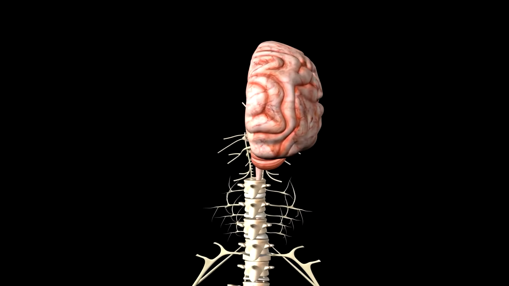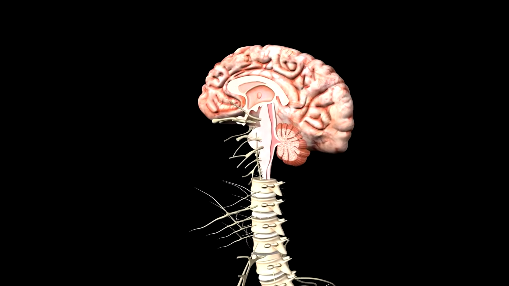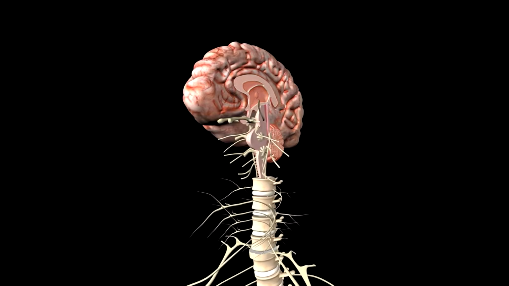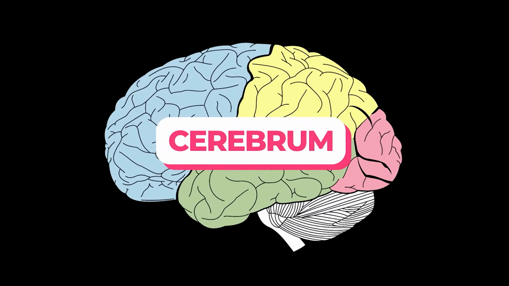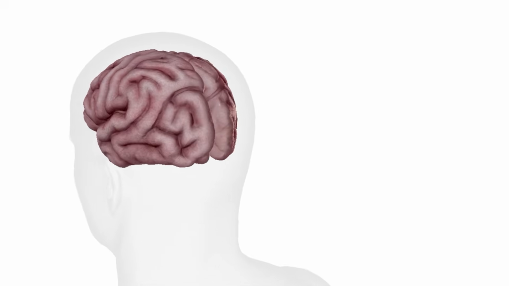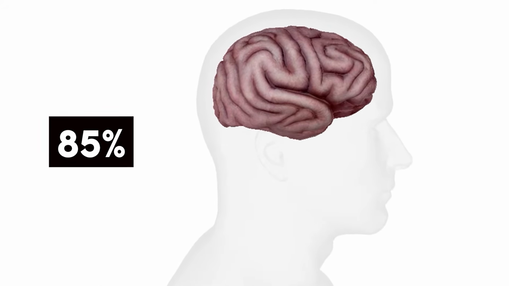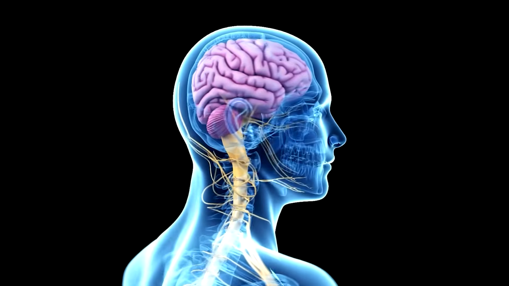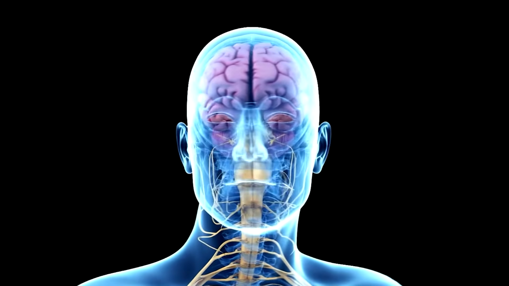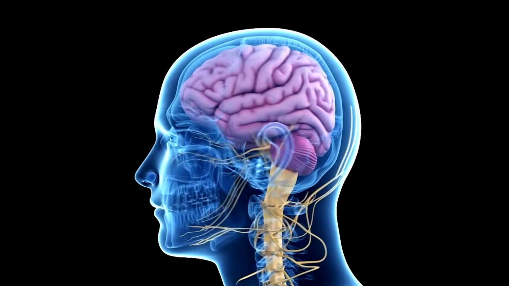Now we will discuss all these parts in a bit more detail to understand what these are and how they work. Cerebrum. The cerebrum is the largest part of the human brain, accounting for approximately 85% of its weight. It is responsible for most higher-order cognitive functions and can be described in further detail as follows.